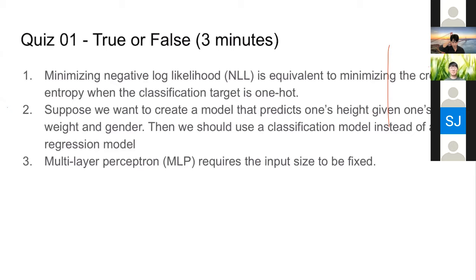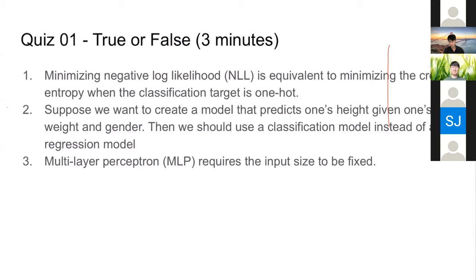And actually that's very good because I thought number one was the hardest among the three. But yeah, minimizing negative likelihood is equivalent to cross entropy if the target is one hot. But when we are talking about a non-one hot target distribution in cross entropy, then also note that this will not be equivalent. So that's one thing to note.